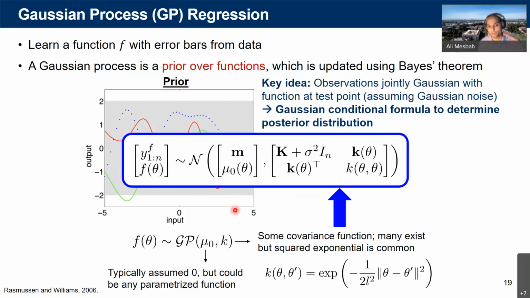So we start with a prior that is Gaussian, right? Given that the observations are jointly Gaussian with respect to our function evaluated at the test point, this is what you see here. So then you can establish the posterior distribution, which would also take the form of a Gaussian distribution that is defined in terms of the mean and in terms of the covariance matrices.